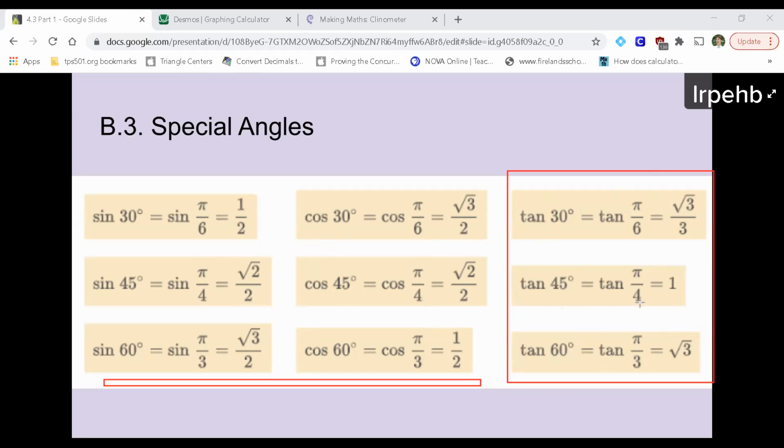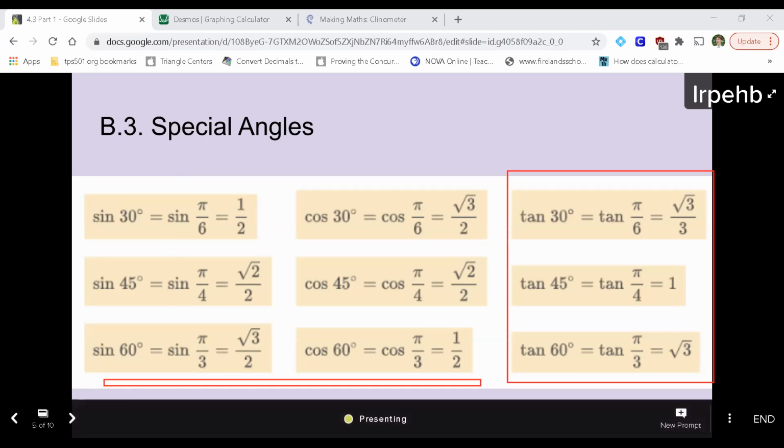This part might actually be useful because although you can get it from the unit circle by doing y divided by x, you still have some simplification work that you'll need to do. And so these are the simplified answers of y divided by x, and as a result, they might be more useful to you in this form. So I'll give you a minute to copy those down if you'd like to.